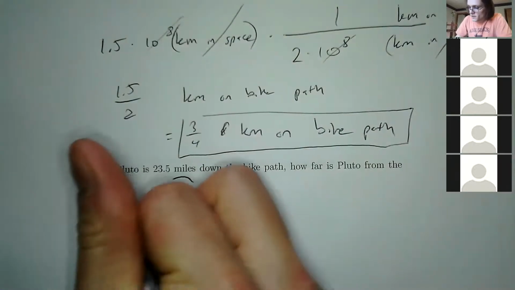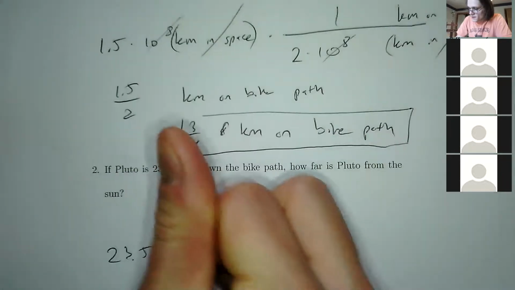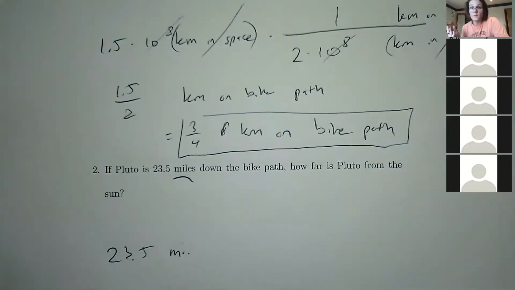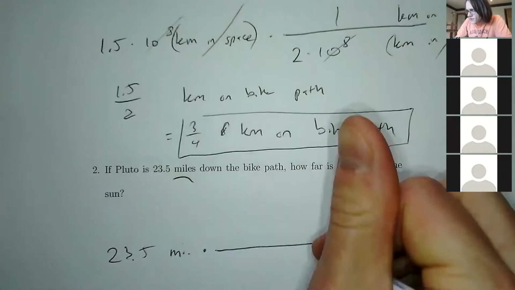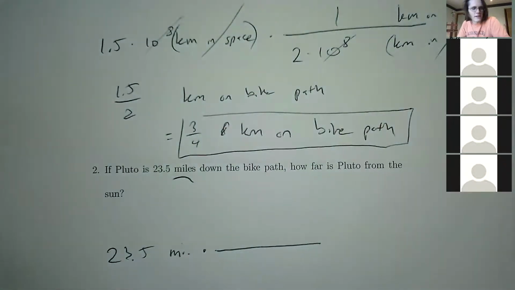So I'll start with my 23.5 miles, and I'll just convert it to kilometers. To do that, you use a unit sheet, or just Google it. I think I gave you a unit sheet, I don't remember. Just Google it, look up the unit.